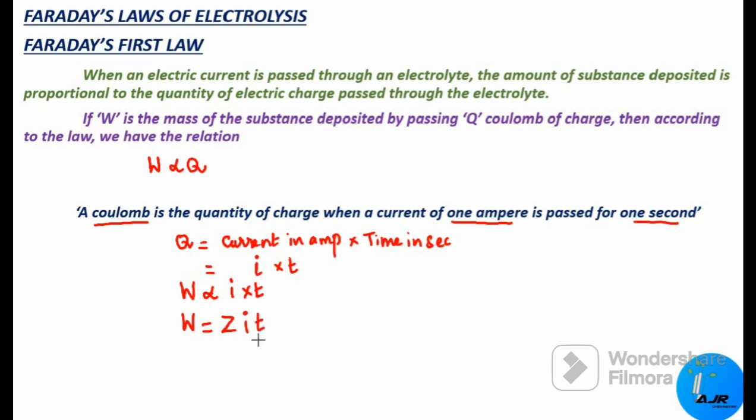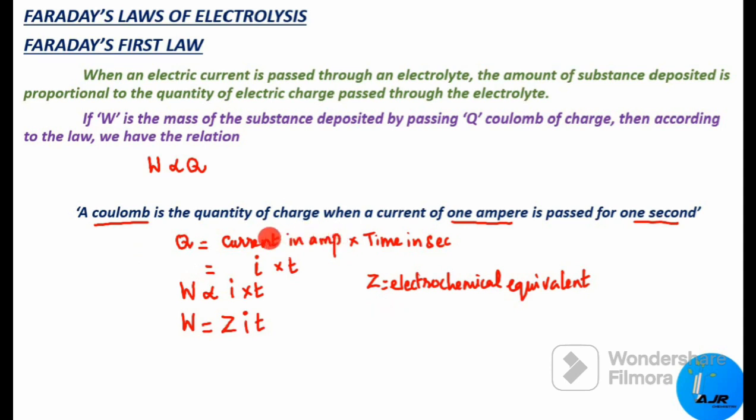Can you understand? So what is Z? Z is a constant known as electrochemical equivalent. It is a characteristic of the substance that is getting deposited; it depends upon the characteristics of the substance that is getting deposited.